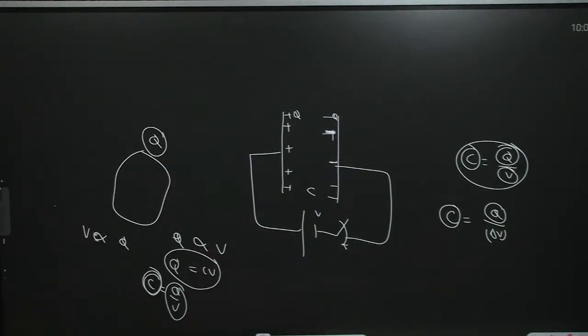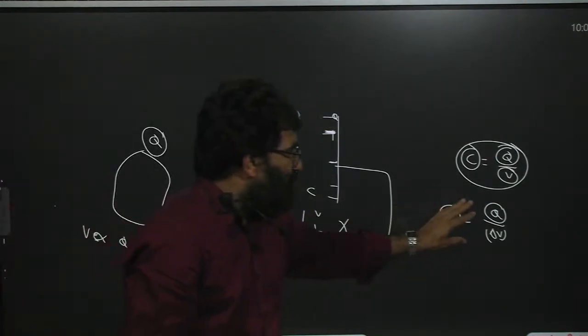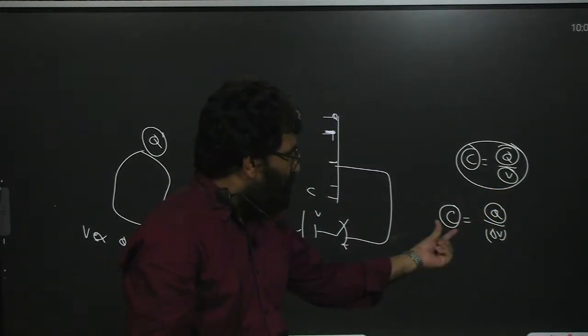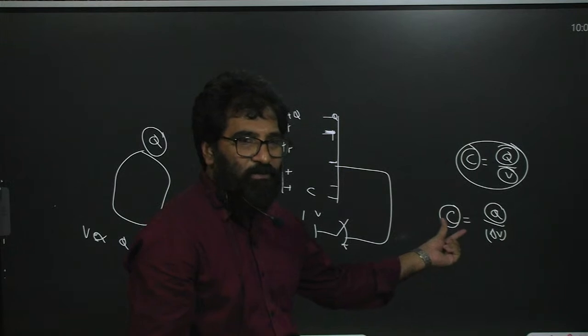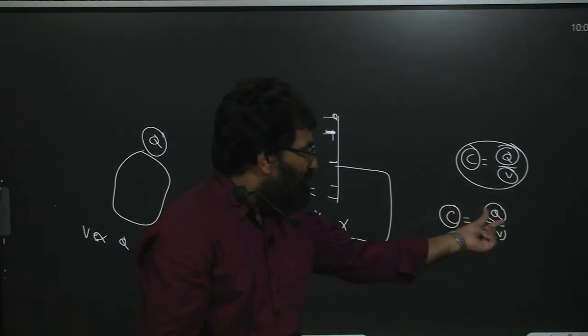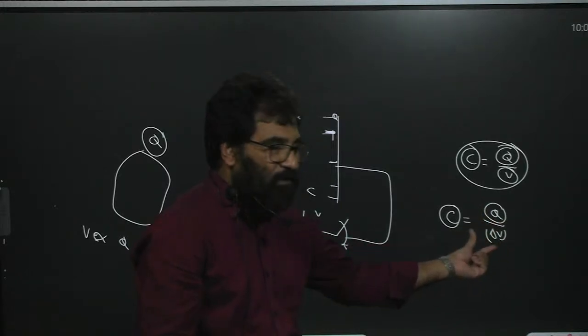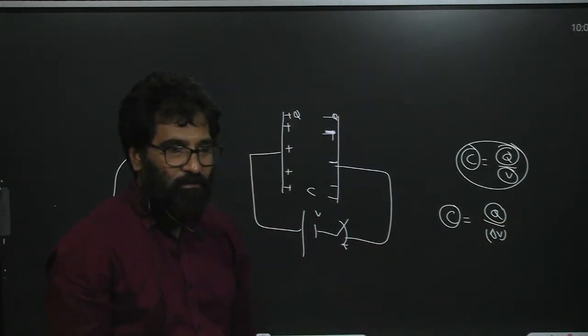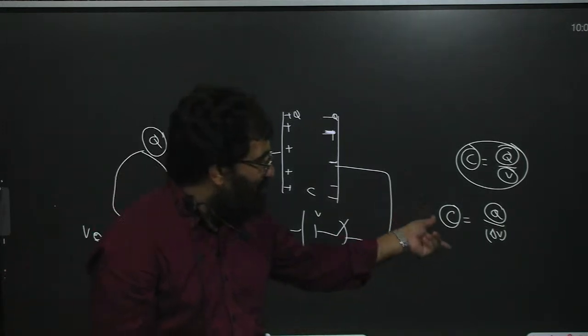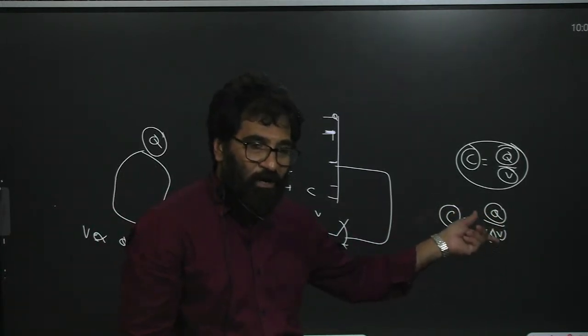Capacitance is independent of charge and potential difference. But the formula looks like Q is equal to CV, C is equal to Q by V. If the charge doubles while keeping potential constant, what happens to the capacitance? Does it double? No. Capacitance is independent of charge and potential difference.